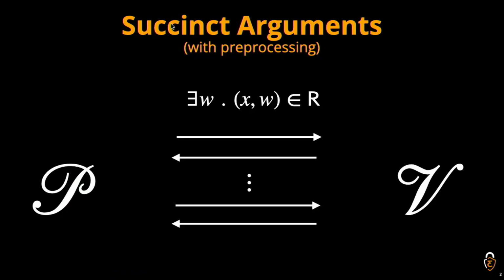And succinct means that the verification time is sublinear in the size of the witness. In particular, we will focus on preprocessing succinct arguments, which means that the verification time is not only sublinear in the size of the witness, but also in the size of the statement. So we can get very, very efficient verifiers.